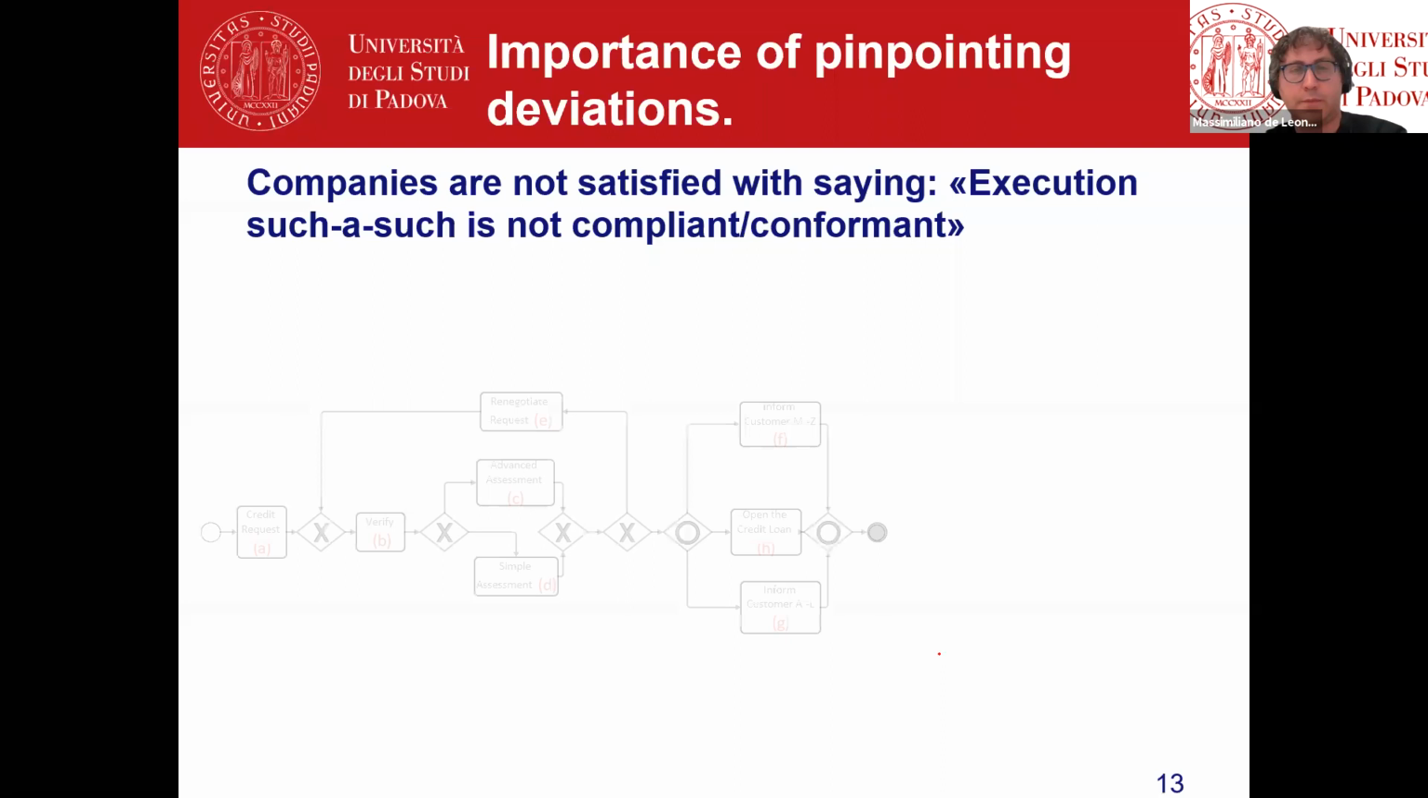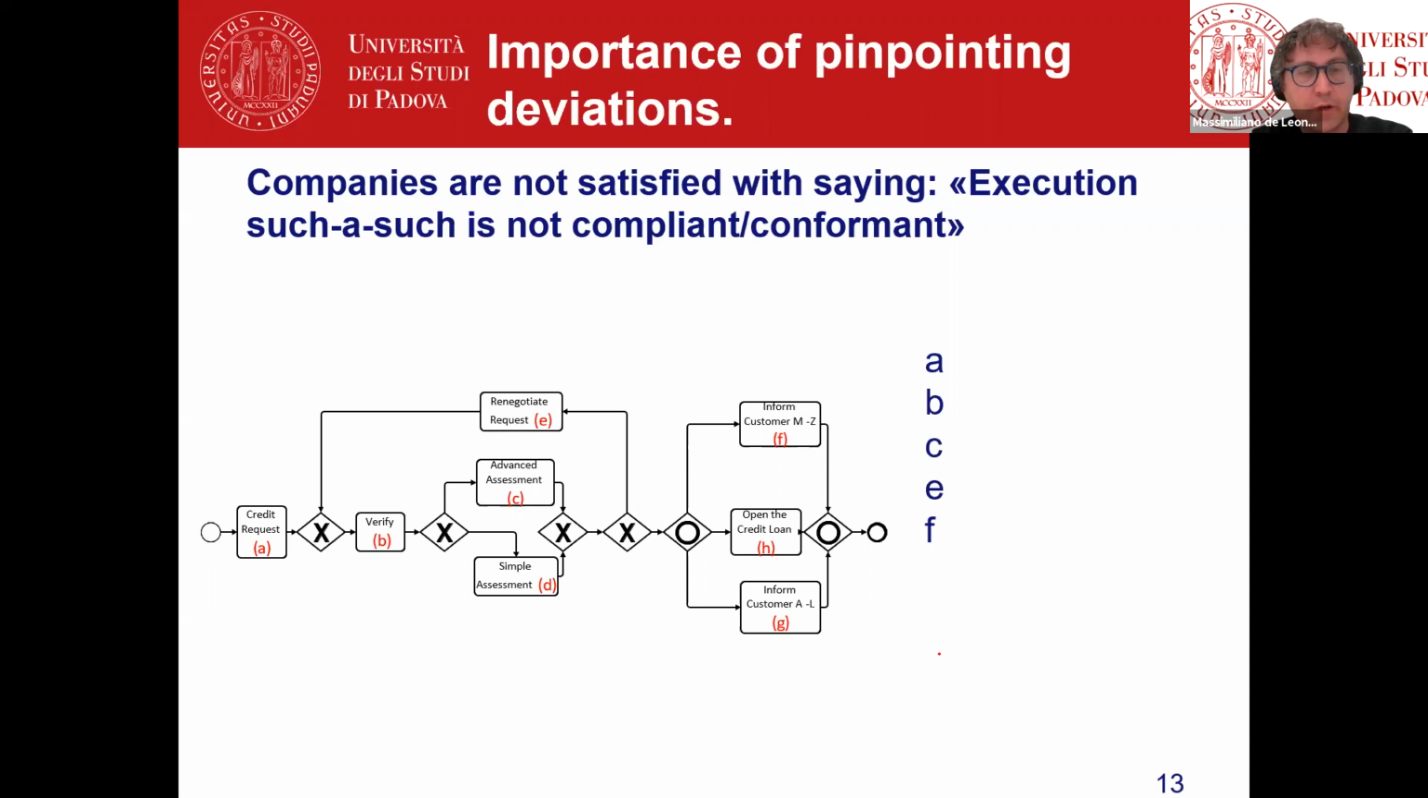So I'm again overlooking the different dimensions. I'm only focusing on the control flow. So if I have a trace A, B, C, E, F, it's clear that this is not compliant, because after doing C, if I do E, then I'm supposed to repeat B. So this is not compliant. And so I need to pinpoint where deviations are.